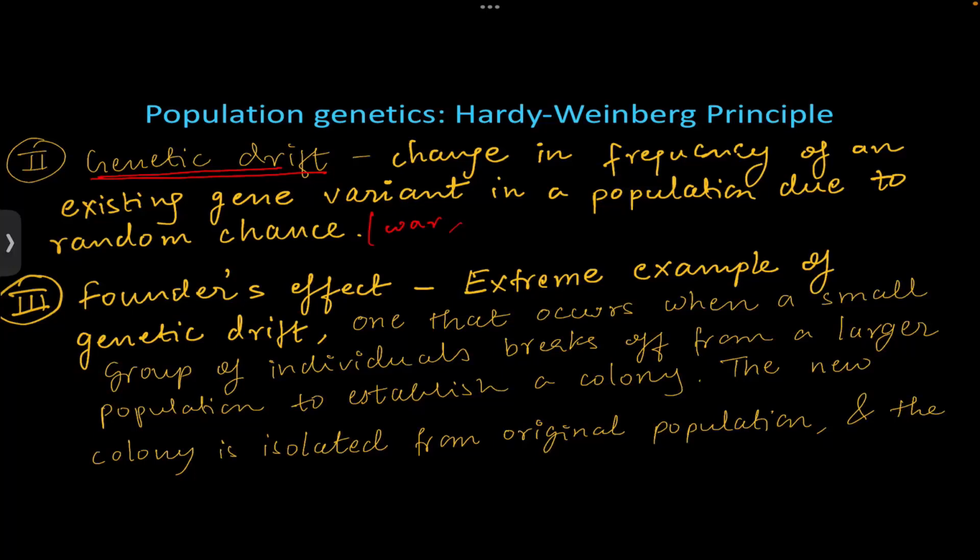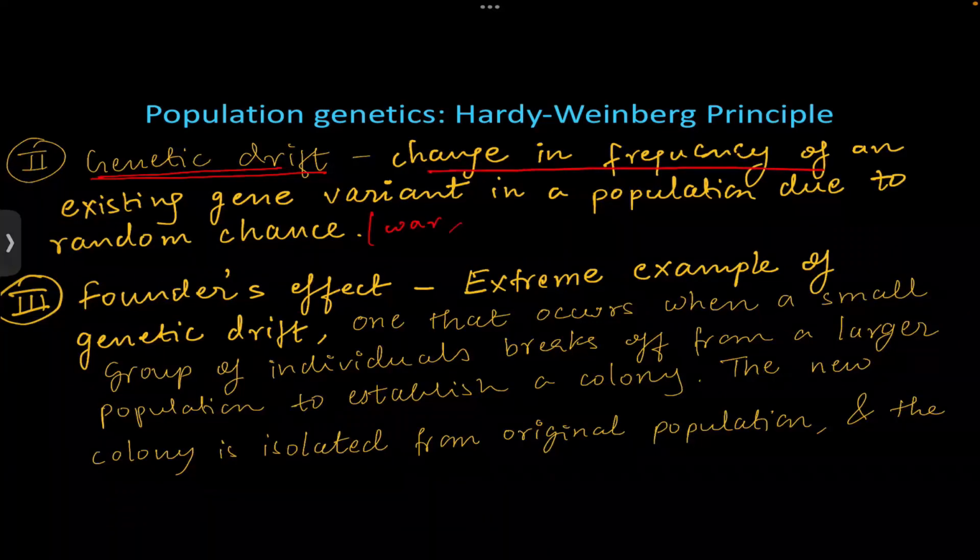That also causes migration of people from one place to another, who settle down and become part of the new population. Because of these reasons, we see movement of people and introduction of new alleles in the new population, because of which there is a change in the frequency of alleles. This kind of event that happens randomly or suddenly is called genetic drift. An extreme example of genetic drift is the founder's effect.